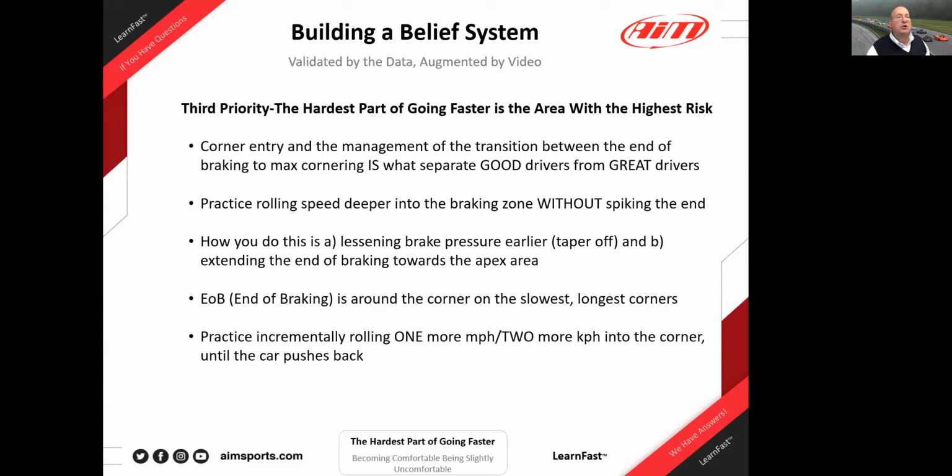How do you do this? You lessen the brake pressure earlier to arrive deeper in the brake zone with more speed and energy. So extend the taper off of brake pressure, and then extend the end of the braking zone towards the apex area. And I say apex area because very rarely is it one single point. It's an area where people are most close to the inside. End of braking is around the corner on some of the slowest, longest corners. You have to realize that.